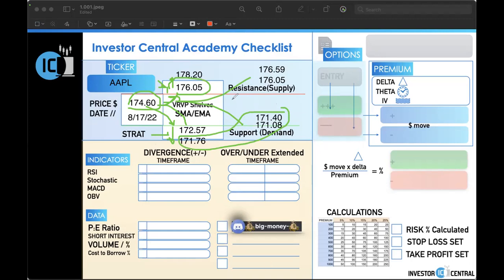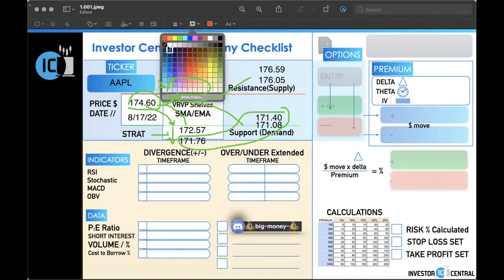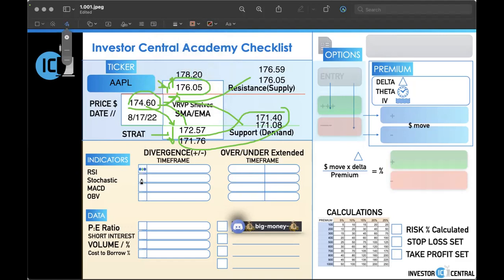So what else do we see? We saw in the divergences, let's go ahead and just mark these off on here. What was it that we saw? We saw negative divergence on the RSI, the stochastic, the MACD. Was it on the daily mostly, right? Or actually, no, not quite yet. The biggest one that we saw was the 1 hour time frame. Okay. I'll just write that in here.